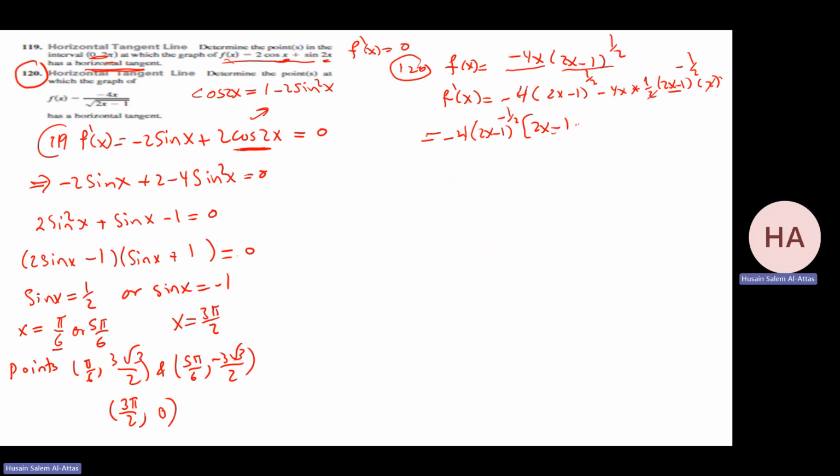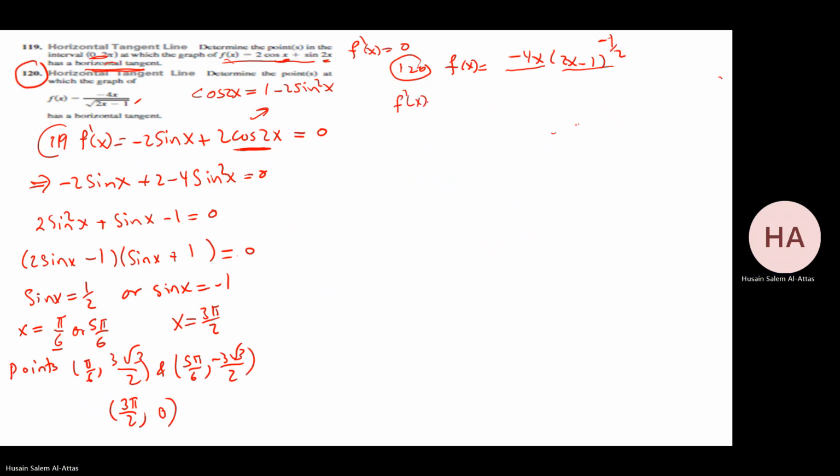Okay, and then minus 4, look at that as a product. Sorry. Sometimes you cannot do two things at the same time. This is to the power minus half. I change it into a product, so this is minus half.